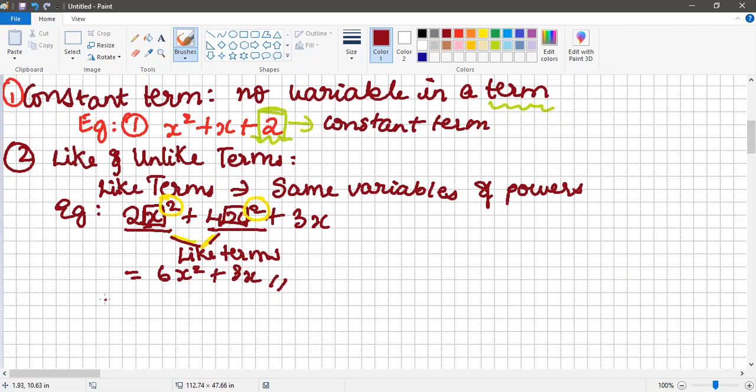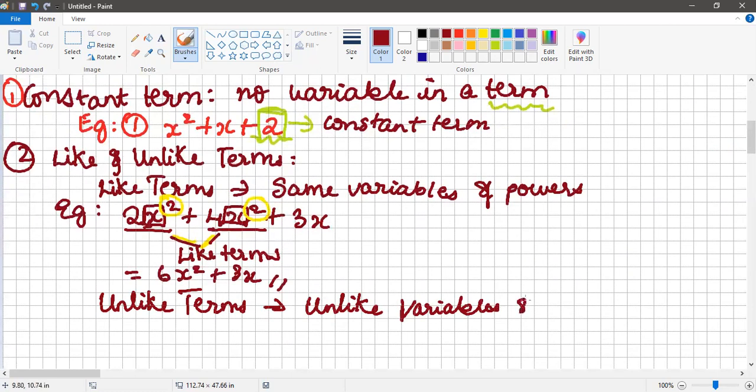What about unlike terms? Of course, they do not have like variables and like powers. So in other words, unlike variables and powers. Many polynomials are of this form, right? I'm sure you all would have noticed that. Many polynomials have such unlike terms.